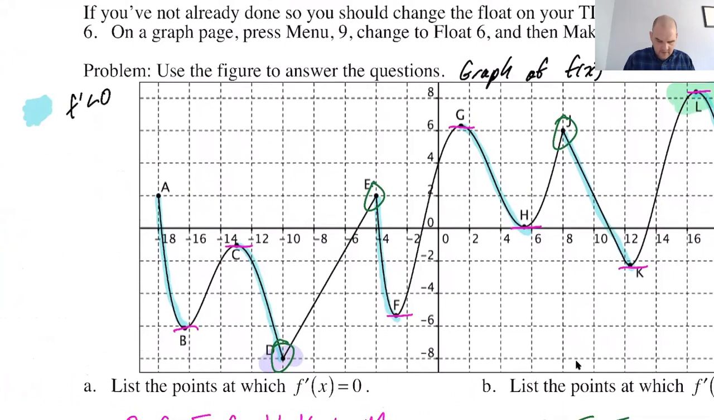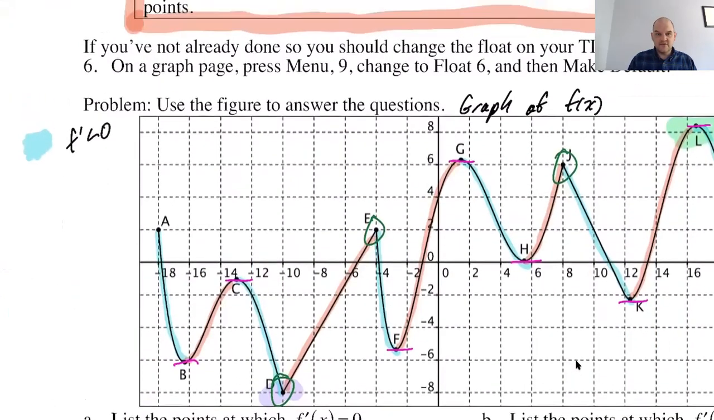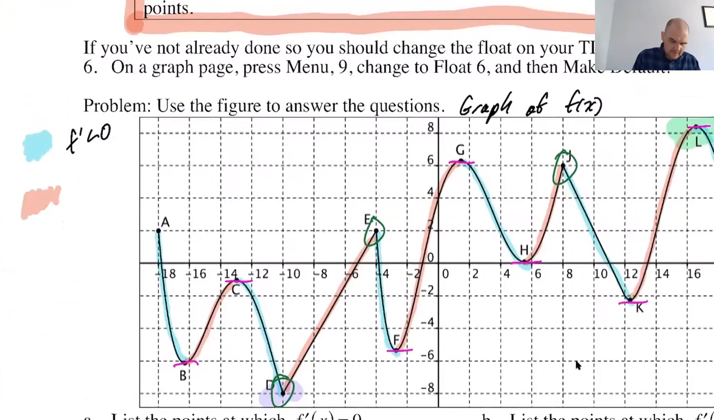Okay, now where would the derivative have been positive? So the derivative would be positive here, and here, and here. We already did where the derivative is equal to 0, and where the derivative is undefined. So just going through, we're seeing if we can get better at reading graphs, right? So this is f prime greater than 0.